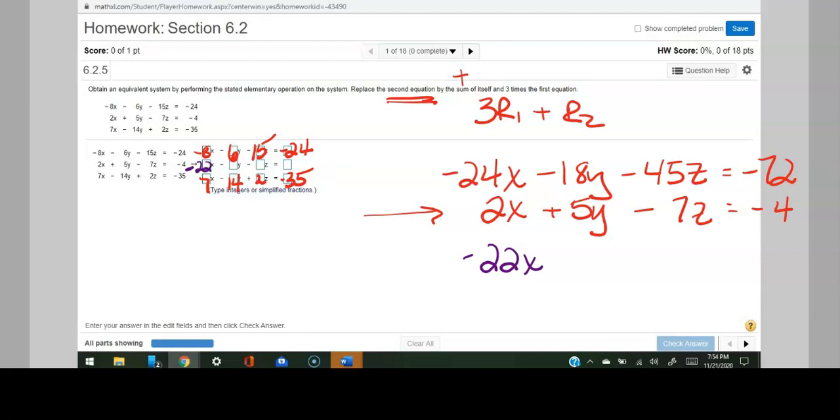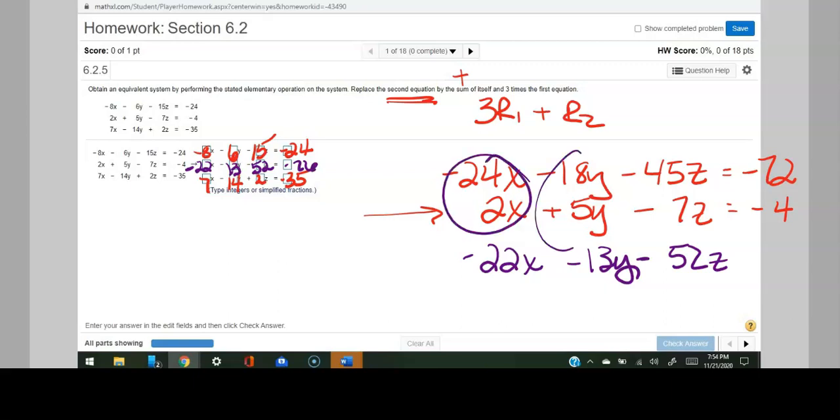Well, negative 18 and 5 is going to be a negative 13. So this one is already negative, so I just put in the 13. Negative 45 and negative 7 is going to be negative 52. So it's a negative 52z, and if you'll notice, it's already negative, so I just have to write 52. And then negative 72 and negative 4 is going to be negative 76. So negative 76. So all I did was add these together, add these together, add these together, add these together, and then put my answer in row 2.